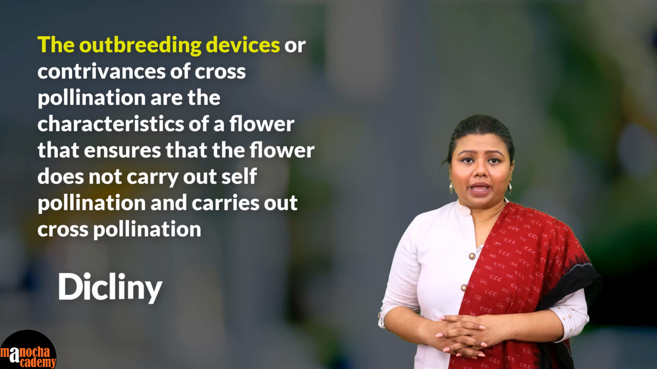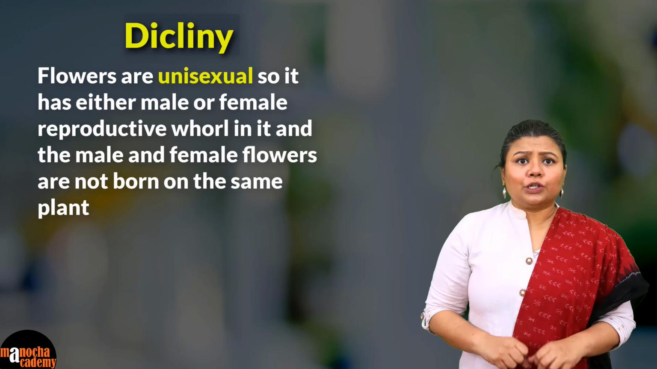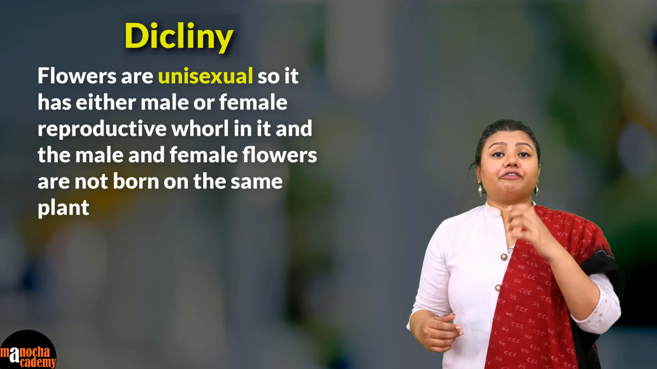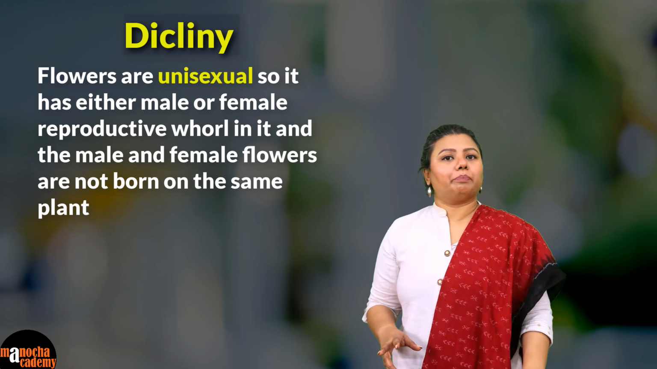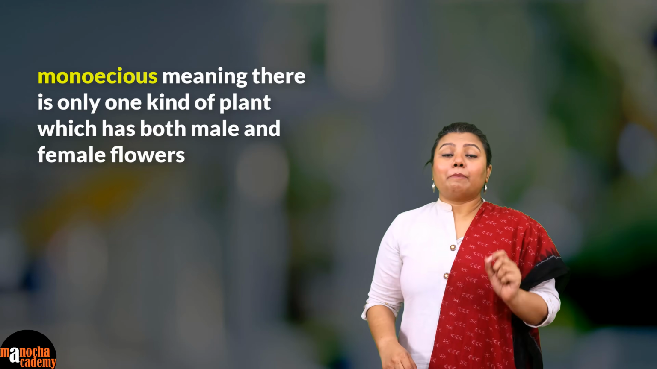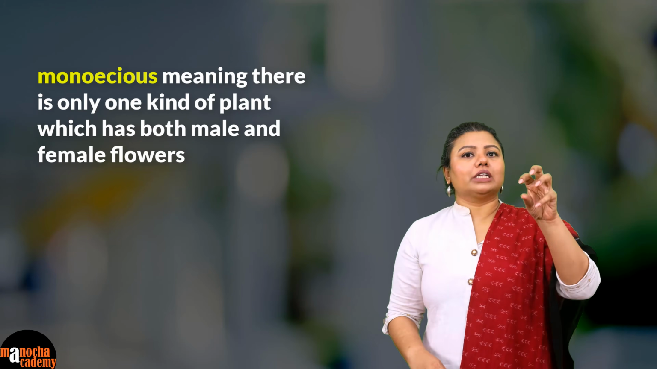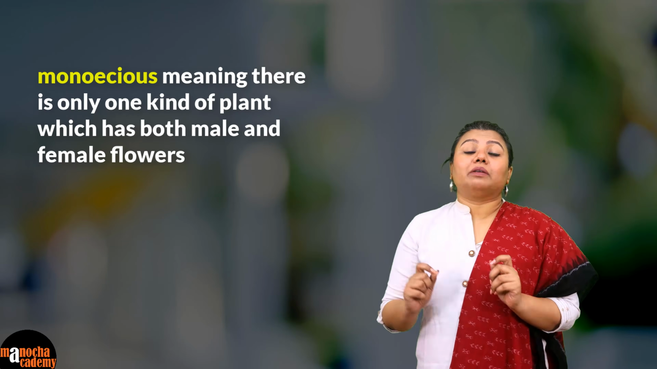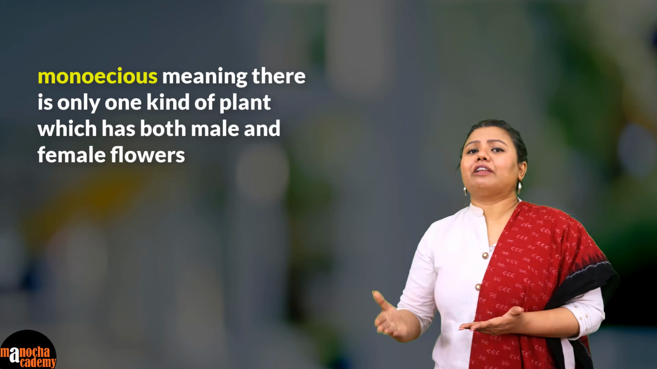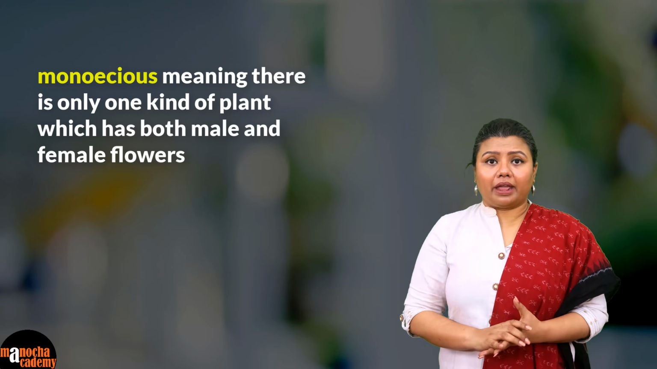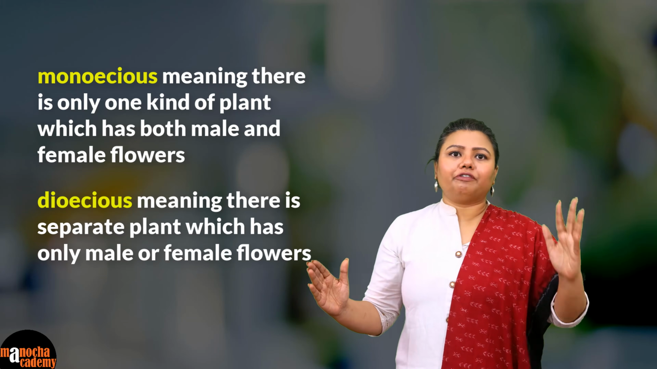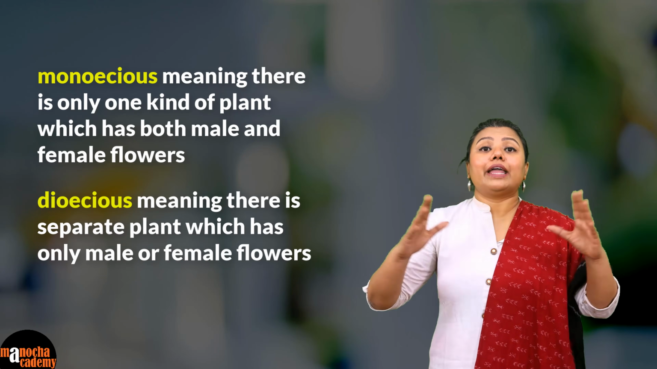Dicliny is a characteristic feature where the flowers are unisexual, so it has either male or female reproductive whorls in it, and the male and female flowers are not borne on the same plant. If you have a plant which has unisexual flowers, but both male and female flowers are present on the same plant, then we call that plant monoecious, meaning there is only one kind of plant which has both male and female flowers. But those plants where there is a separate plant carrying all the male flowers, and another plant carrying all the female flowers, we call such plants dioecious.